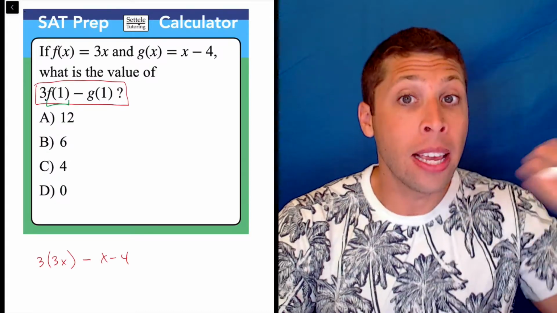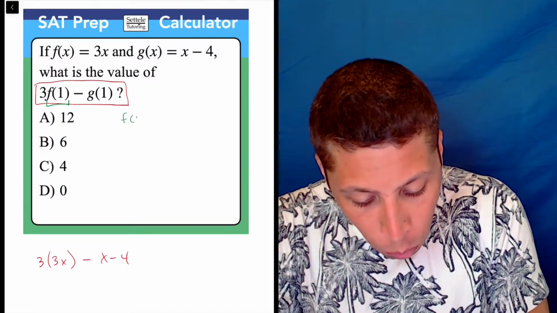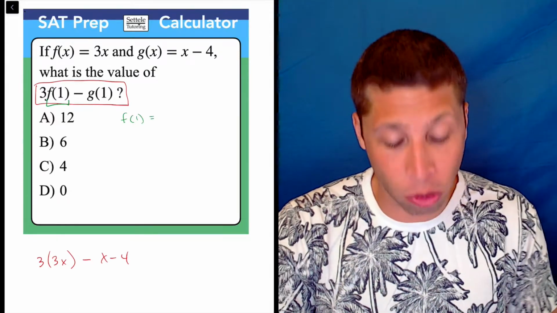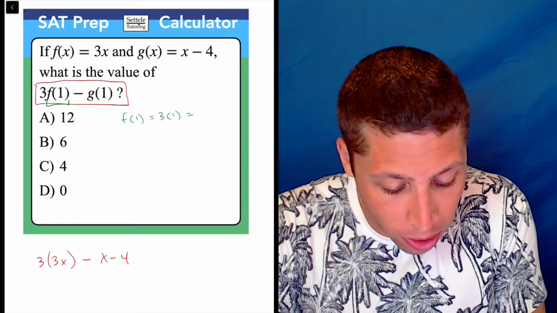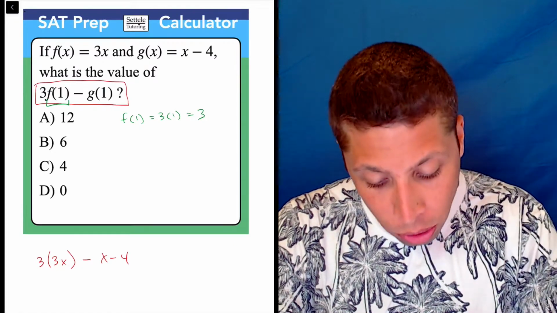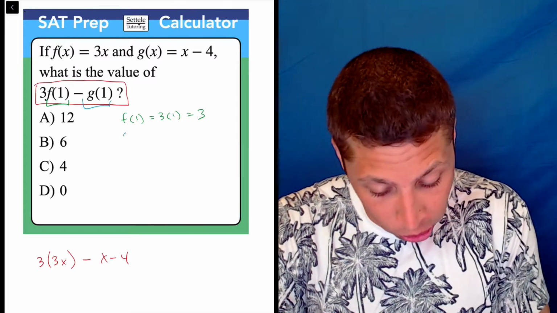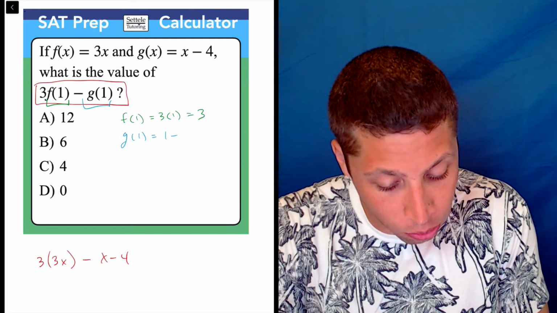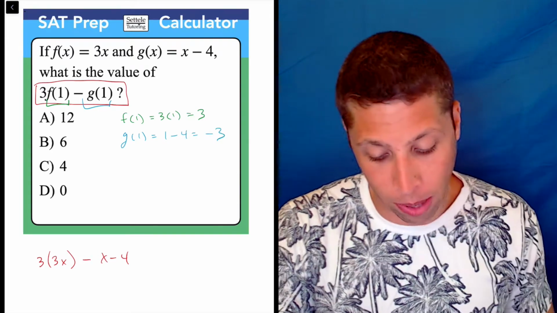f of 1 is an instruction. Do f of 1 on its own without any interference from anything else. That's 3 times 1, that's 3. We should also do g of 1 as its own instruction. g of 1 as its own thing is 1 minus 4, that's negative 3.